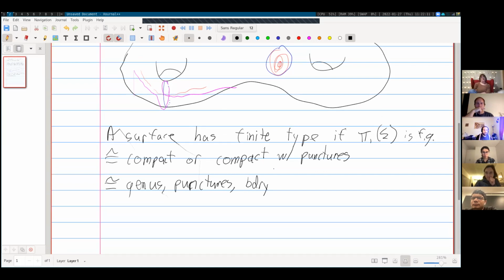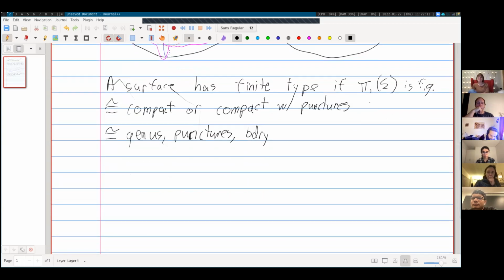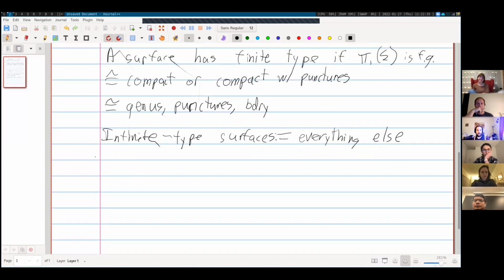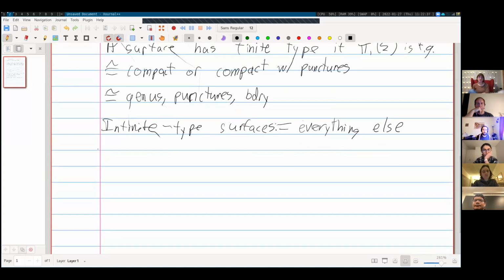Infinite type surfaces are everything else. Okay, and these also have mapping class groups. And these get called big mapping class groups, which is fun because then you get to call the people who do the other ones small mapping class groups.